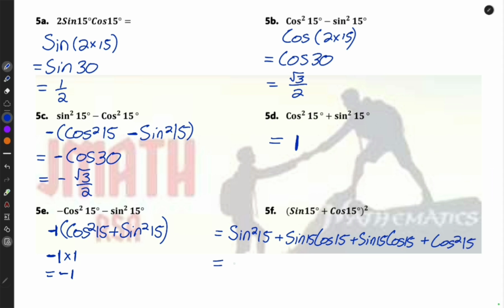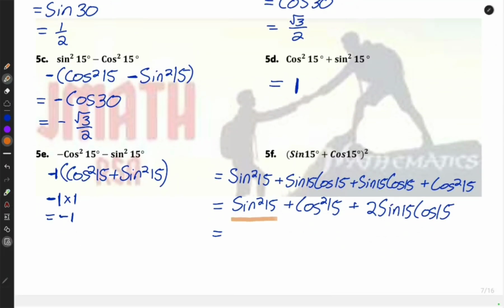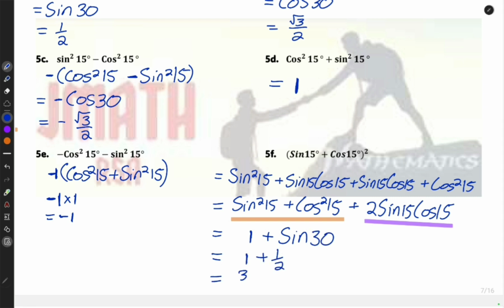Okay, so now if I just rewrite that a little bit, I can say this is sine squared 15 plus cos squared 15. And then the middle ones add up because it's like terms. This will just be 2 sine 15 cos 15. And then if I look closely, this actually becomes 1, and this is my sine double angle. So now I can just rewrite this as 1 plus sine 2 times 15 is sine 30. That is just 1 plus a half, and the answer is 1.5 or 3 over 2. Okay, so we needed to use algebra rules to get to that answer.